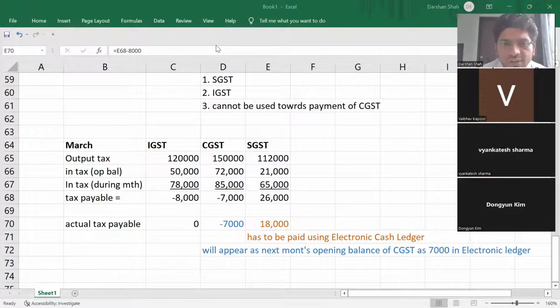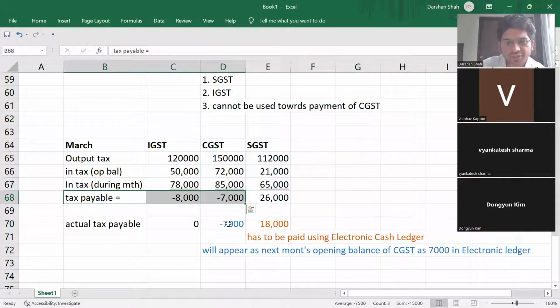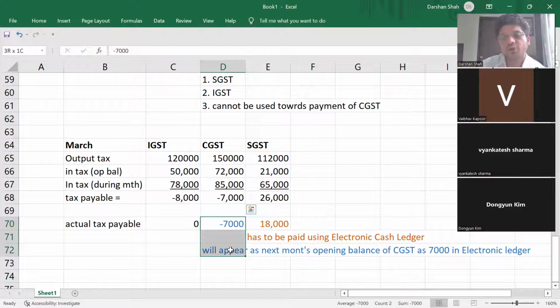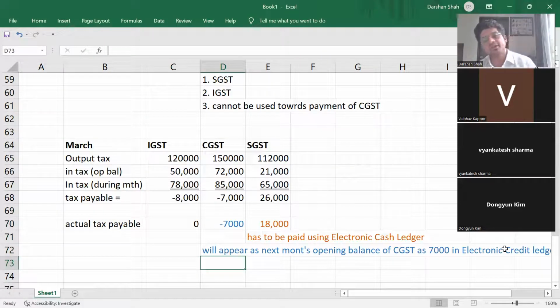The doubt is, there will be 3 different ledgers for IGST, SGST and CGST? No. So what are the 3 different ledgers for? If you are making the payment after utilization and you are still liable to pay, you will pay using the electronic cash ledger. After utilization, if you have balance, that will appear in the electronic credit ledger. And any other liability which is not yet paid will appear in the electronic liability ledger.